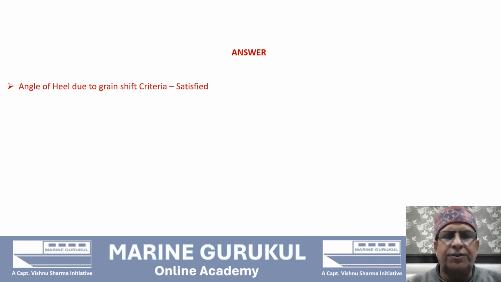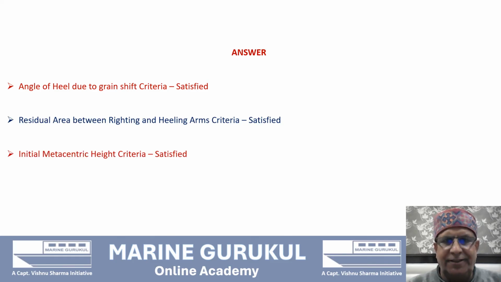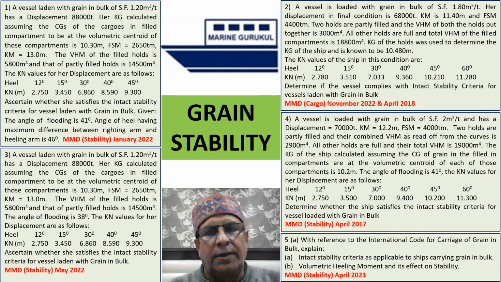So for this question, criteria for angle of heel due to grain shift satisfied, residual area criteria satisfied, initial metacentric height criteria satisfied, master shall ensure the vessel is upright before proceeding to sea. There are some more questions here from past papers. You can pause the video and take a picture of this and solve them and practice.